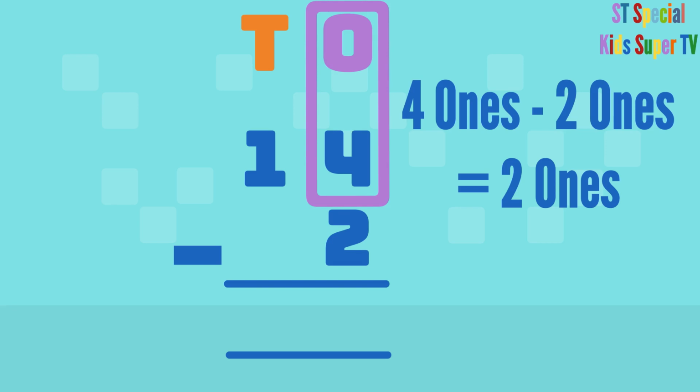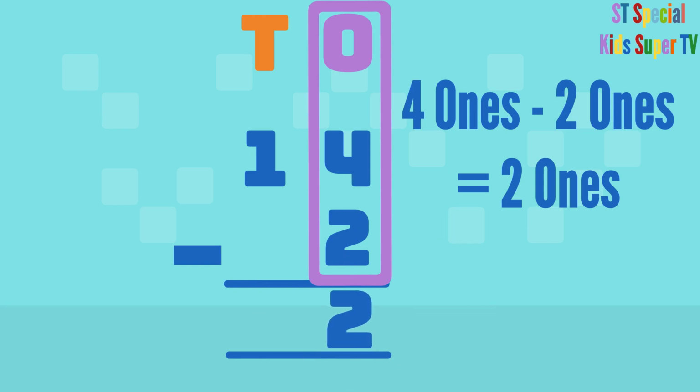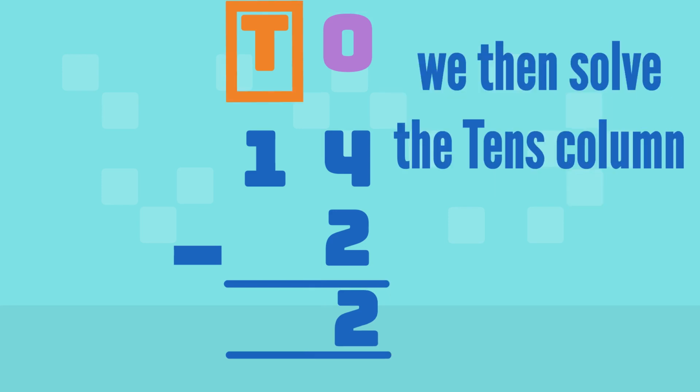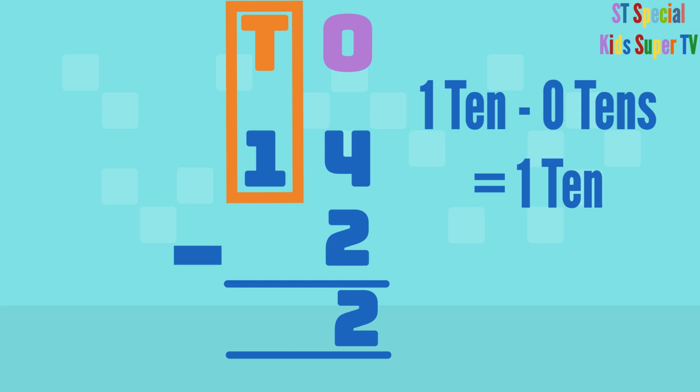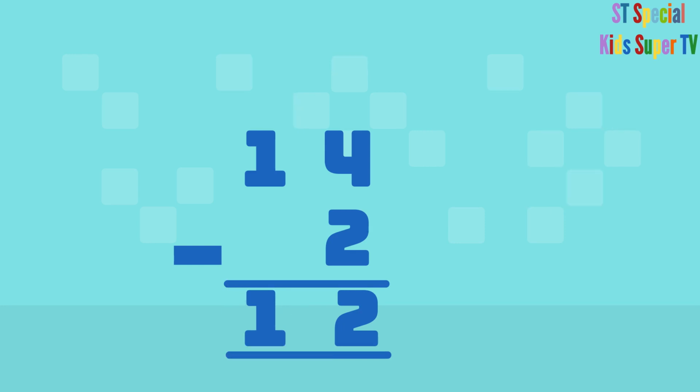So 4 ones minus 2 ones equals 2 ones. So you put the 2 under the ones column. We then solve the tens column. 1 ten minus 0 tens equals 1 ten. So you write the 1 under the tens column. That means 14 minus 2 equals 12.